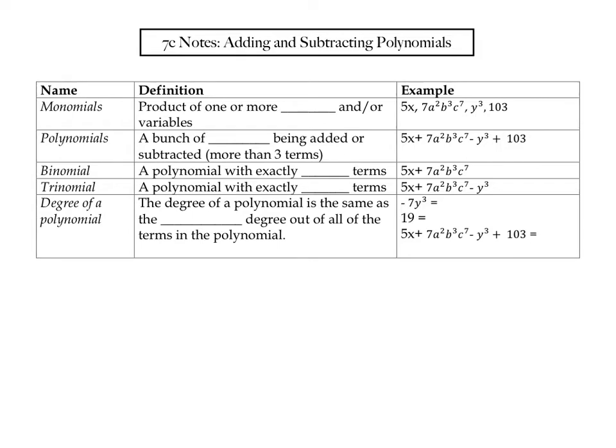First, we're going to start with talking about monomials. So mono means one, so it's the product of one or more constants and/or variables. So we need to write in constants. Just ignore my crazy handwriting on this.